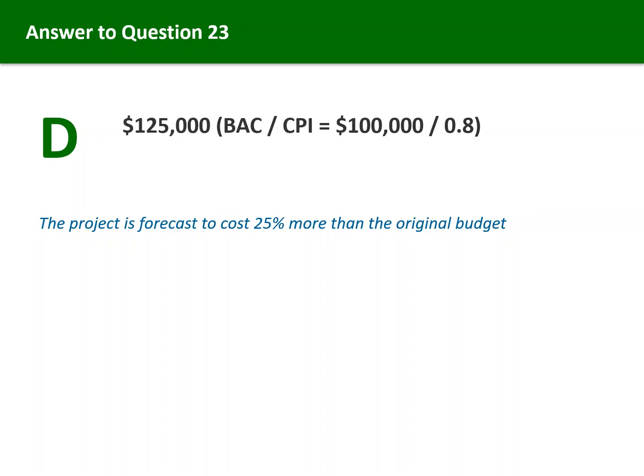Using the formula EAC equals BAC divided by CPI, we calculate $100,000 divided by 0.8, which equals $125,000. The project is forecast to cost 25% more than the original budget if current cost performance continues. This type of calculation helps stakeholders understand the financial implications of current performance.